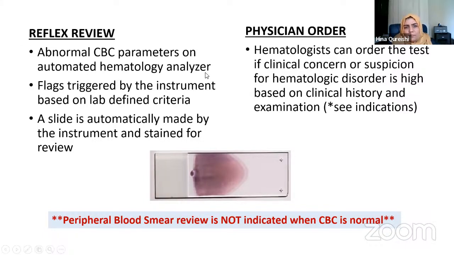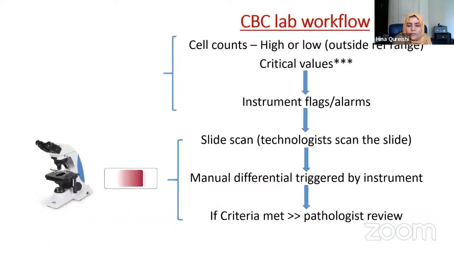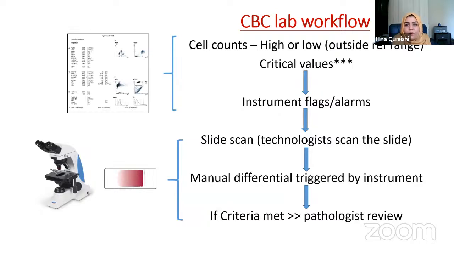So any abnormal CBC parameters on automated hematology analyzers can lead to slide review. Flags are triggered by the instrument, and depending on the lab criteria, automatically a slide is made and is reviewed by the technologist and the pathologist. So here's a brief workflow.